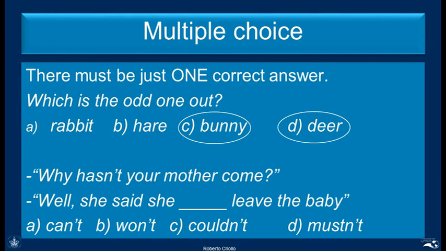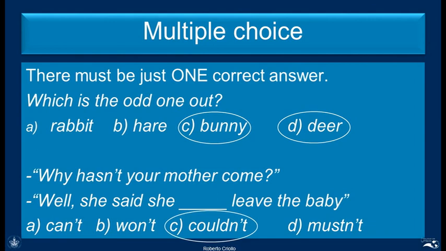Let's look at the second example. Why hasn't your mother come? Well, she said she, blank, leave the baby. Because you see that there is reported speech, she said that she, you will be tempted to say that the correct answer is couldn't. Well, she said she couldn't leave the baby.